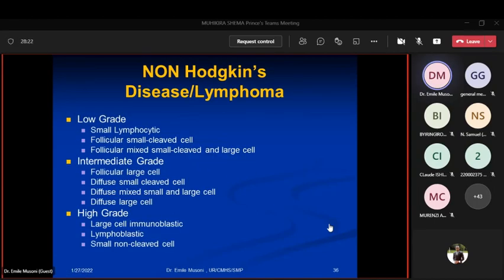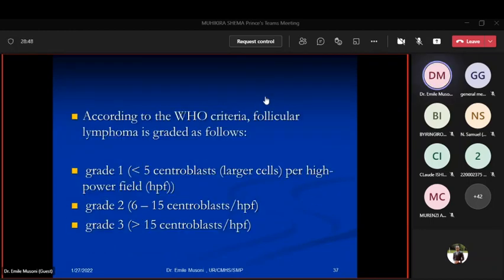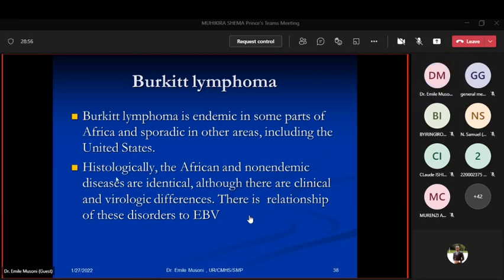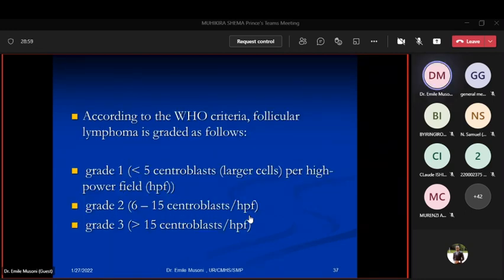So these are criteria of low grade, intermediate, and high grade. This is for pathologists. For you, it is just to communicate that there is low grade, intermediate, and high grade. For example, high grade has large cell immunoblastic, lymphoblastic, whereas low grade is a mix of small cleaved and large cells. In this one, you see the centroblast. Classification is according to the centroblast, but it is not at your level. What you must know is that there is low and high grade.